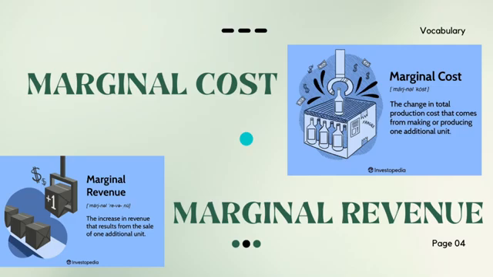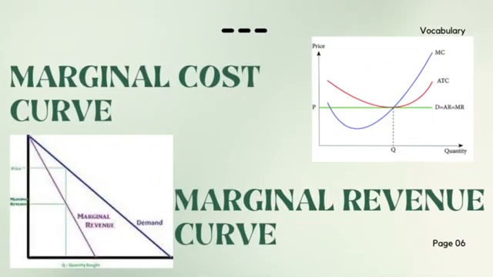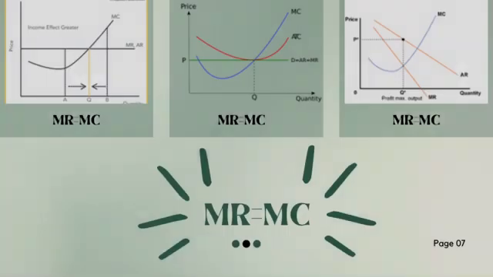Marginal cost is the cost of producing one more unit of a good or service, while marginal revenue is the change in total revenue from selling one more unit of the product in perfect competition, which also equals the price of the product. The optimal output rule is when profit is maximized by producing the quantity of output where the marginal revenue of the last unit produced is equal to its marginal cost. The marginal cost curve shows how the cost of producing one more unit depends on the quantity that has already been produced. Finally, the marginal revenue curve shows how the marginal revenue varies as output varies.